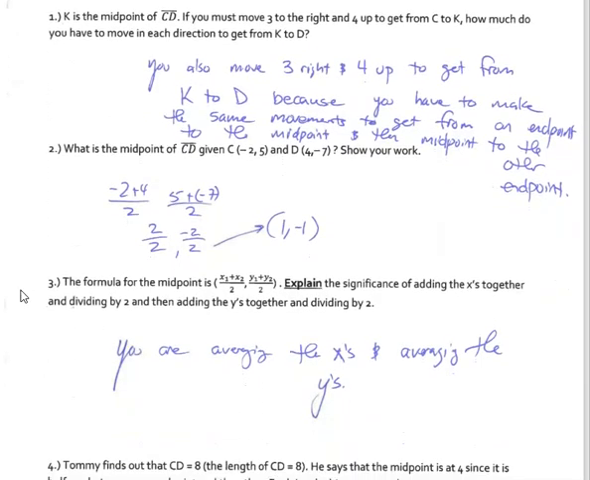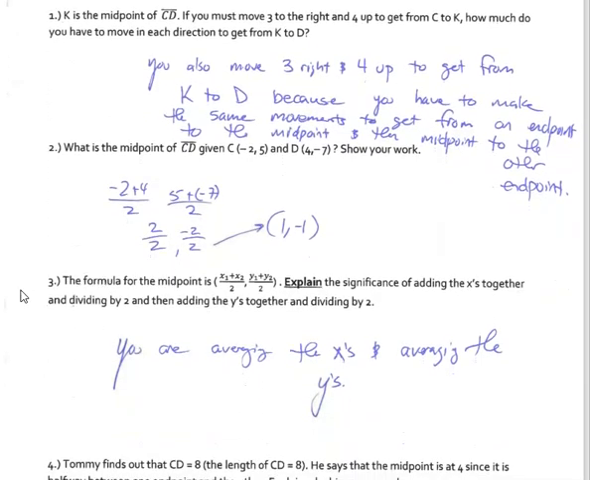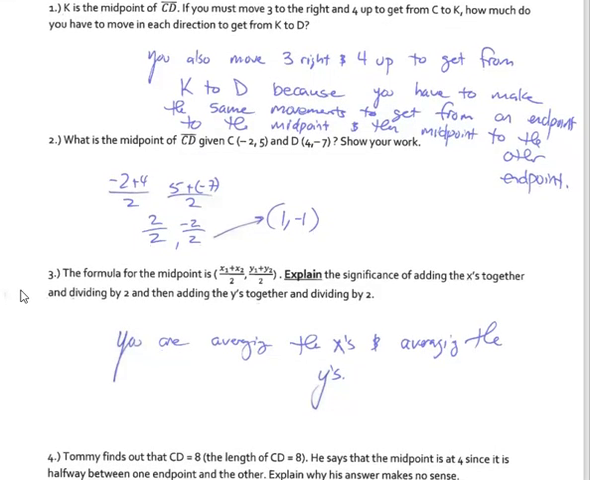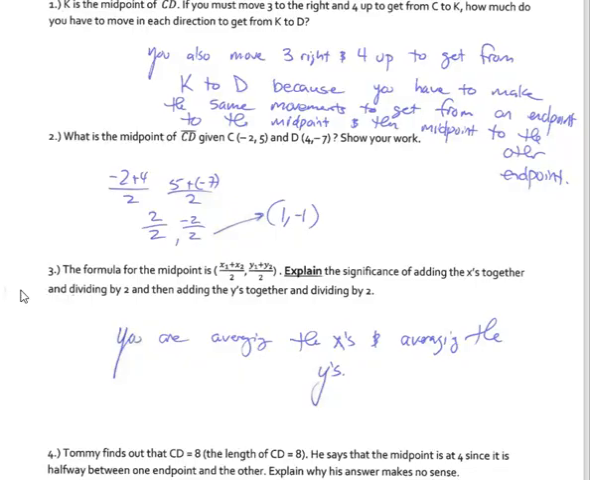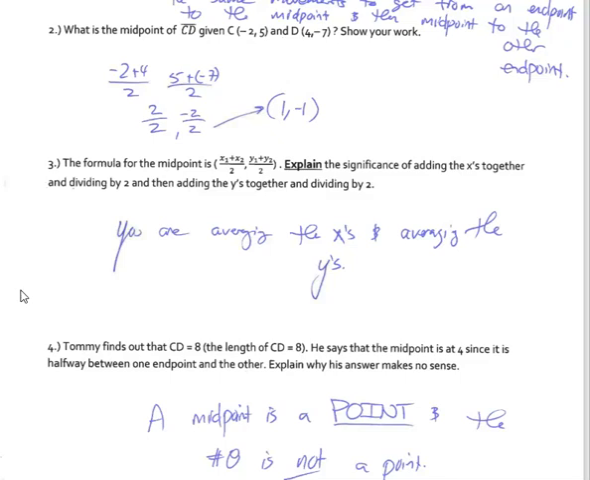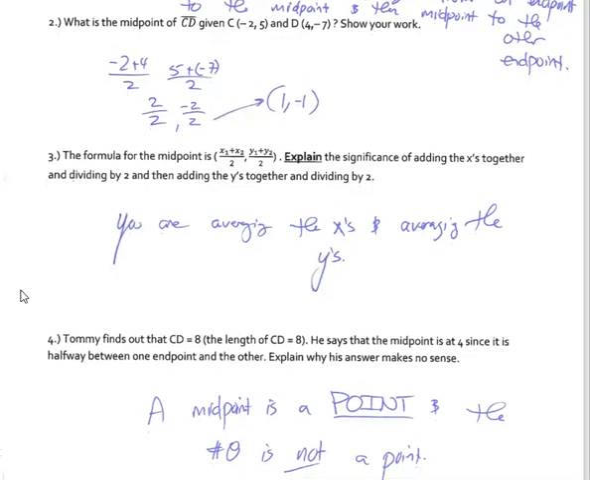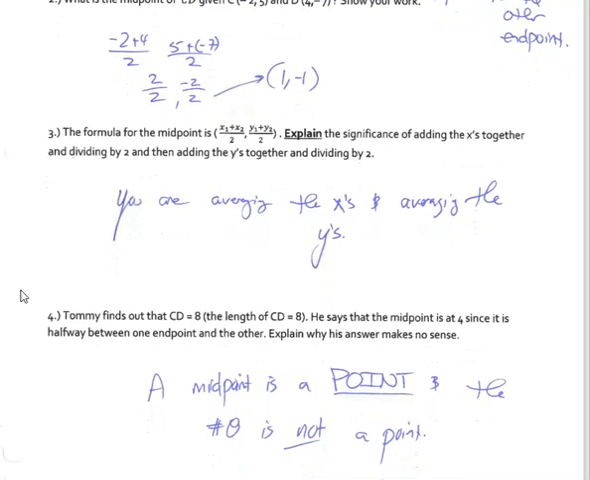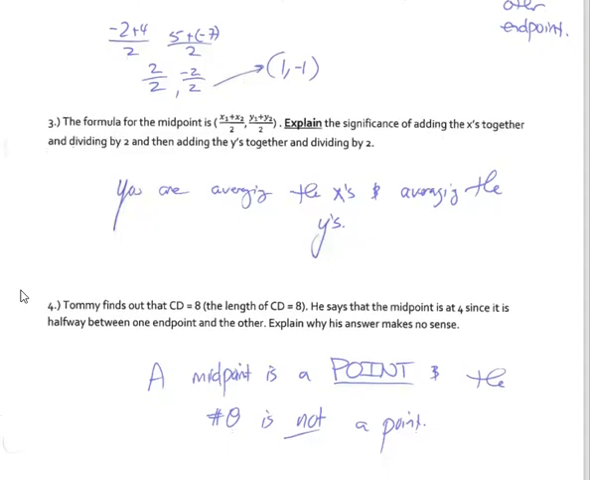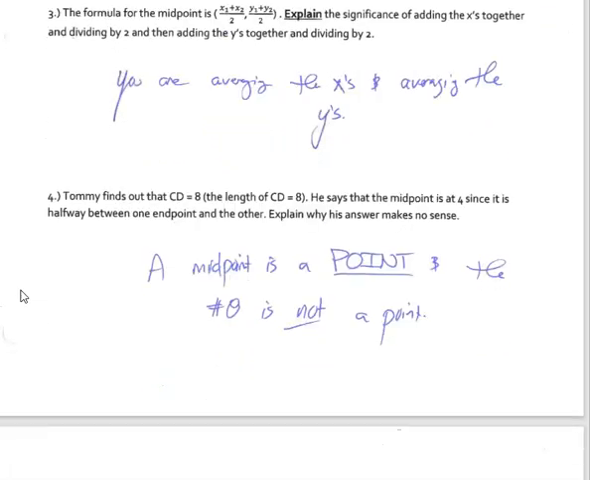The next one, what is the midpoint of CD given these 2 points? I just used my formula. Added the x's, divide by 2, add the y's, divide by 2, and careful with negatives. And I got 1, -1. The next one says the formula for the midpoint is as follows. Explain the significance of adding the x's together and dividing by 2. Remember, you're just averaging the x's and averaging the y's. That's what you're doing there.